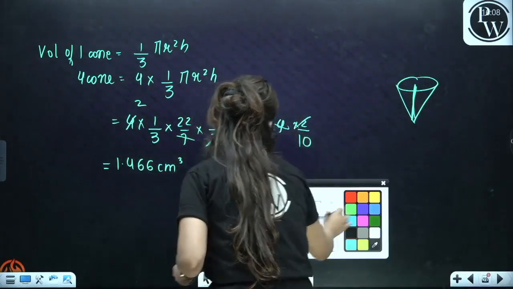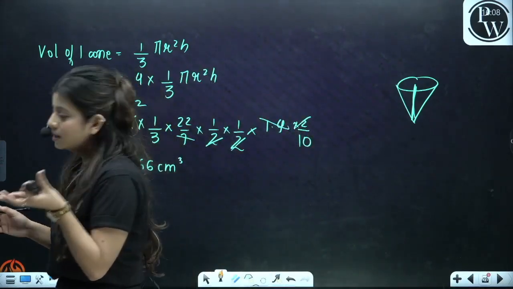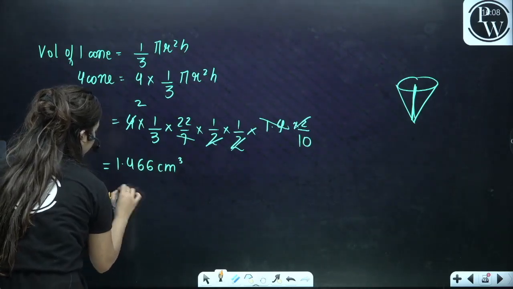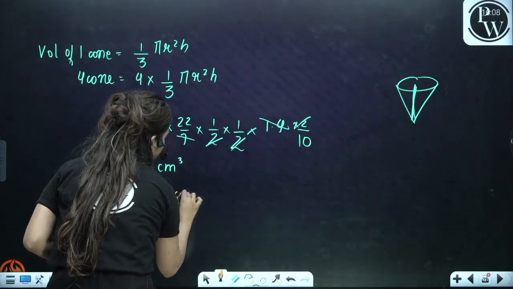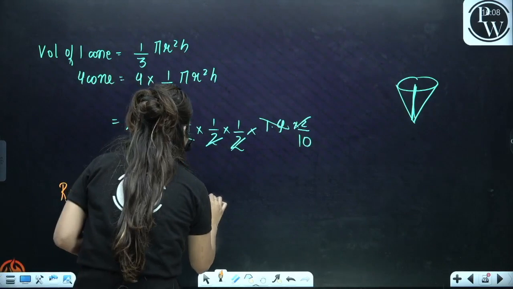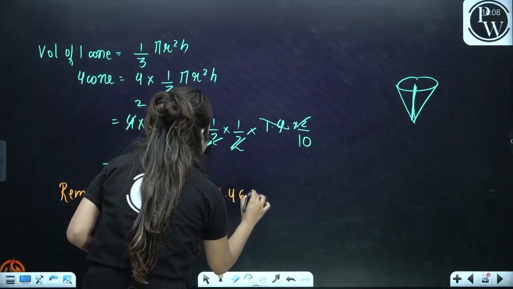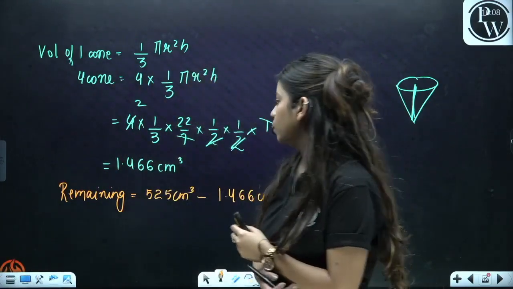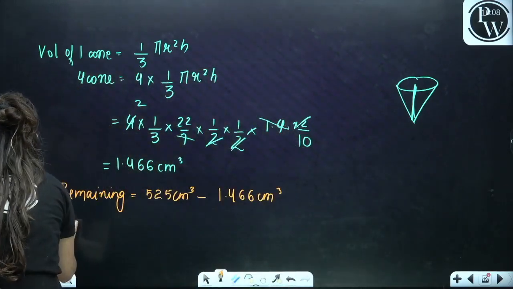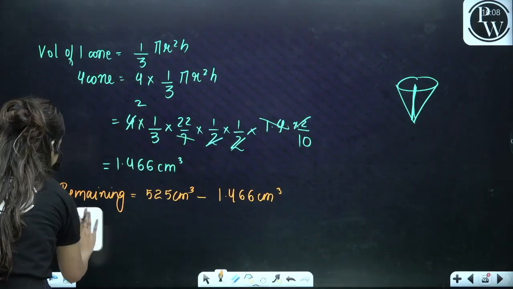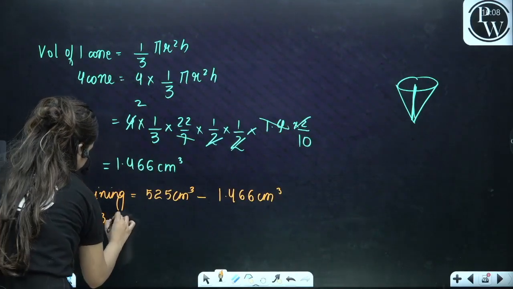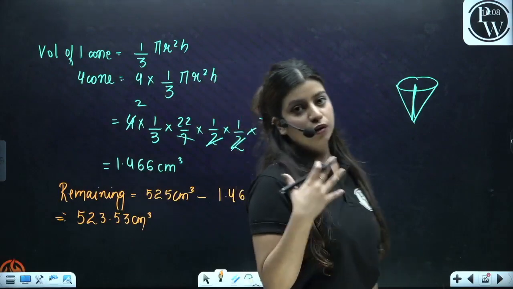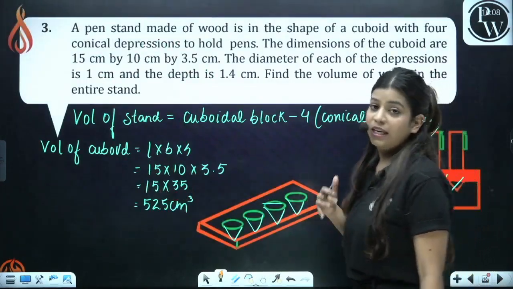Now, if I have to calculate the remaining wood in the stand, it can be calculated by 525 centimeter cube, that is the volume of the cuboid, minus 1.466 centimeter cube, that is the volume of the 4 conical depressions. So at the end, after subtraction, we will get 520.53 centimeter cube. So this is the remaining part of the pen stand.